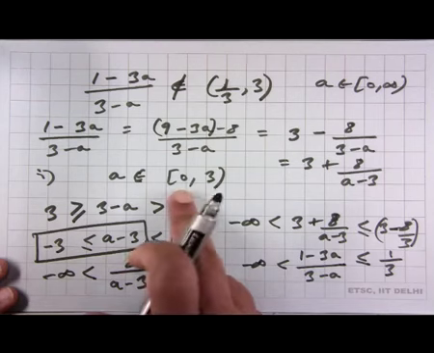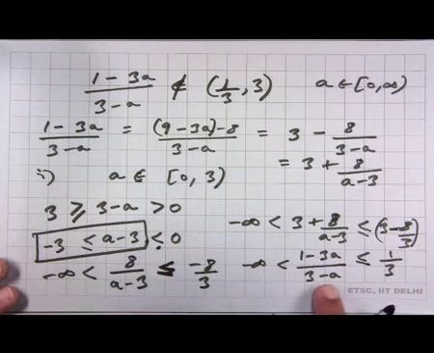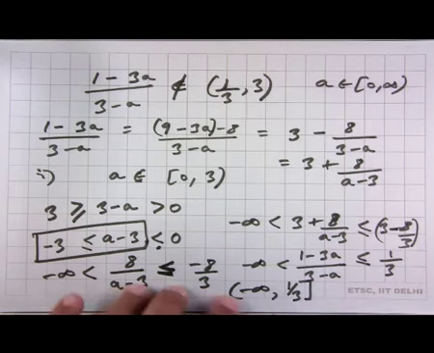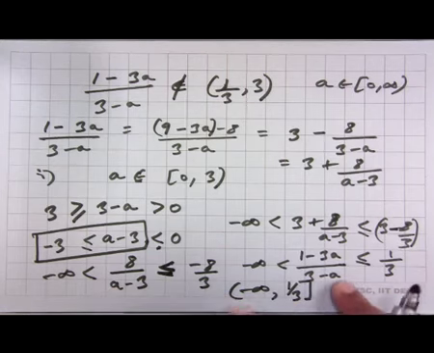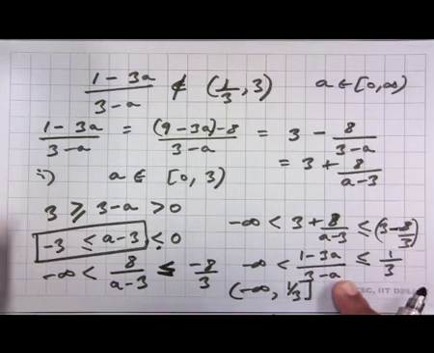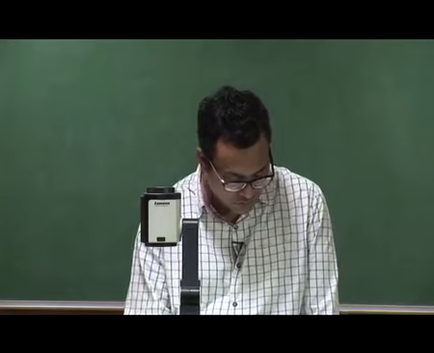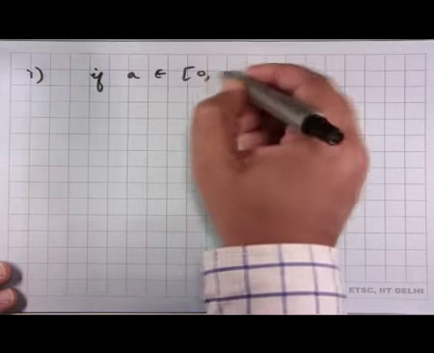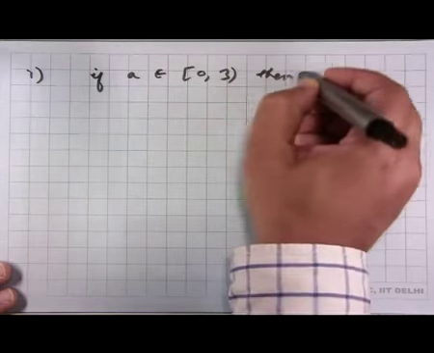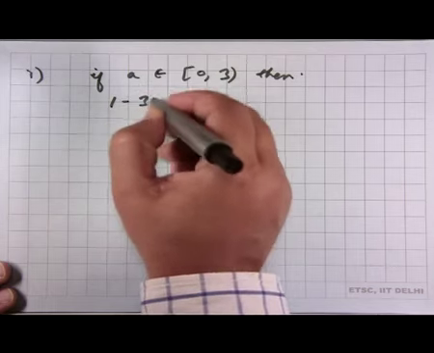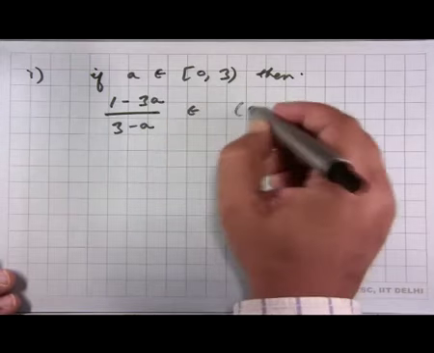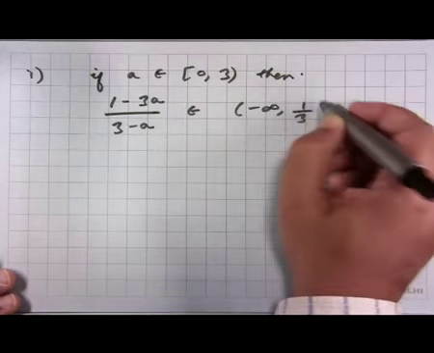So, when a belongs to 0 to 3, then 1 minus 3a over 3 minus a belongs to minus infinity to 1 over 3. This is the set to which 1 minus 3a over 3 minus a belongs. So, let me summarize that. What we have shown on the previous slide is that if a belongs to 0 to 3, then 1 minus 3a over 3 minus a belongs to minus infinity to 1 over 3.